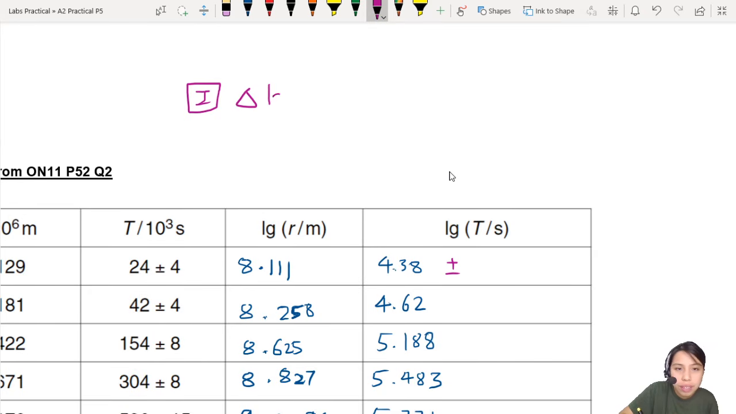If I want to find the uncertainty in log of t in the unit of seconds, I don't want to write the seconds, then I will need to do half of log maximum t.